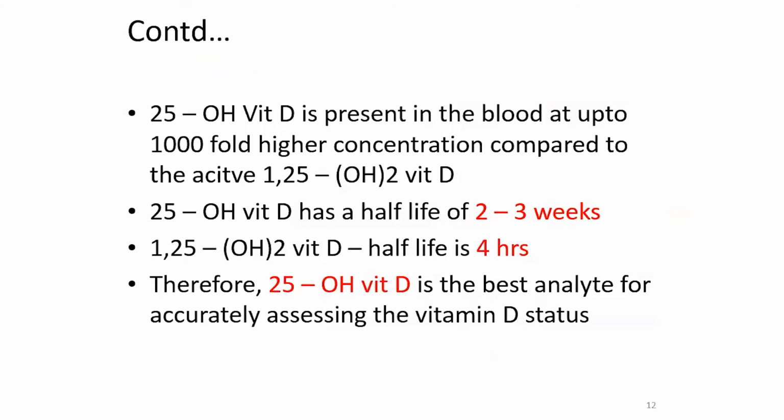25-hydroxy vitamin D is present in blood at up to 1000-fold higher concentration compared to the active 1,25-dihydroxy vitamin D. 25-hydroxy vitamin D has a longer half-life of about 2 to 3 weeks, about 21 days. 1,25-dihydroxy vitamin D has a very short half-life of only about 4 hours. Therefore, 25-hydroxy vitamin D is the best analyte to assess vitamin D status, as it has a longer half-life compared to dihydroxy vitamin D.